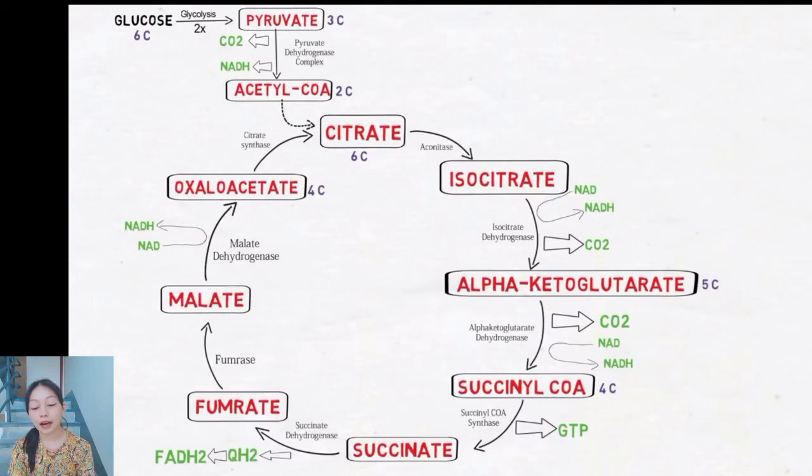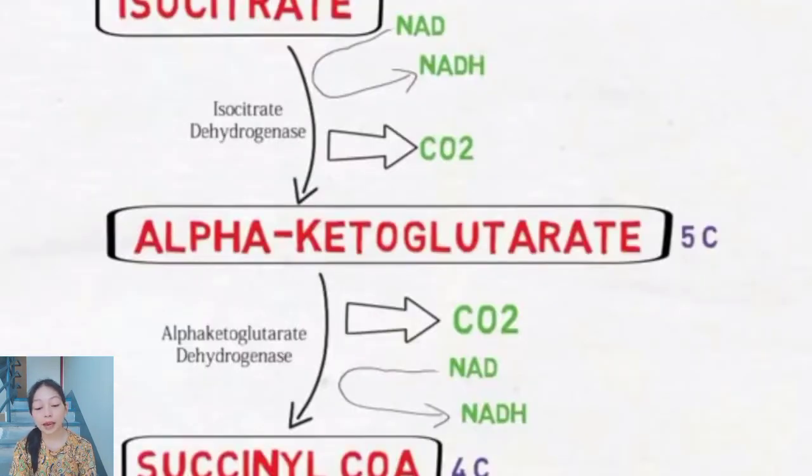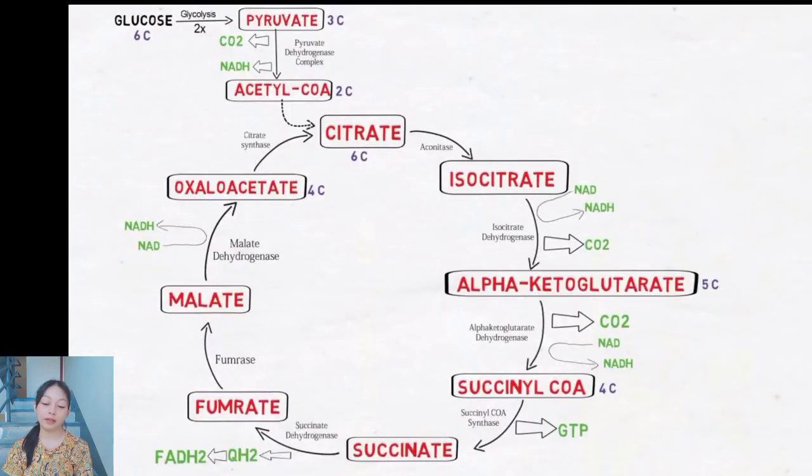Next, the isocitrate is oxidized into alpha-ketobutyrate by the enzyme isocitrate dehydrogenase. In this reaction, a molecule of NAD is reduced to NADH and a molecule of carbon dioxide is generated. So the alpha-ketobutyrate is a 5-carbon compound, since 1 carbon is lost as carbon dioxide.